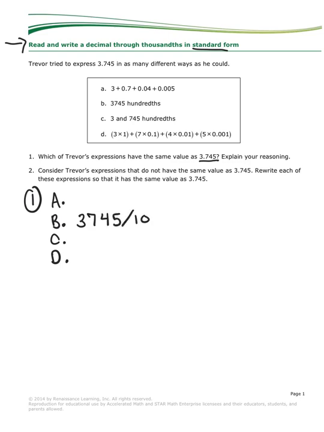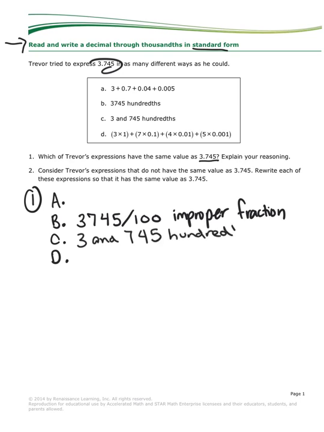3,745 hundredths. This is an improper fraction, and you need to think about whether or not this collection of hundredths, when you put all of the hundredths together, has the same value as the total. And then for C too, I would think you'd have to think hard about that one. 3 and 745 hundredths. Does that have the same value as 3 and 745 thousandths? So you have to decide if you want to include choice C in your list of correct answers.